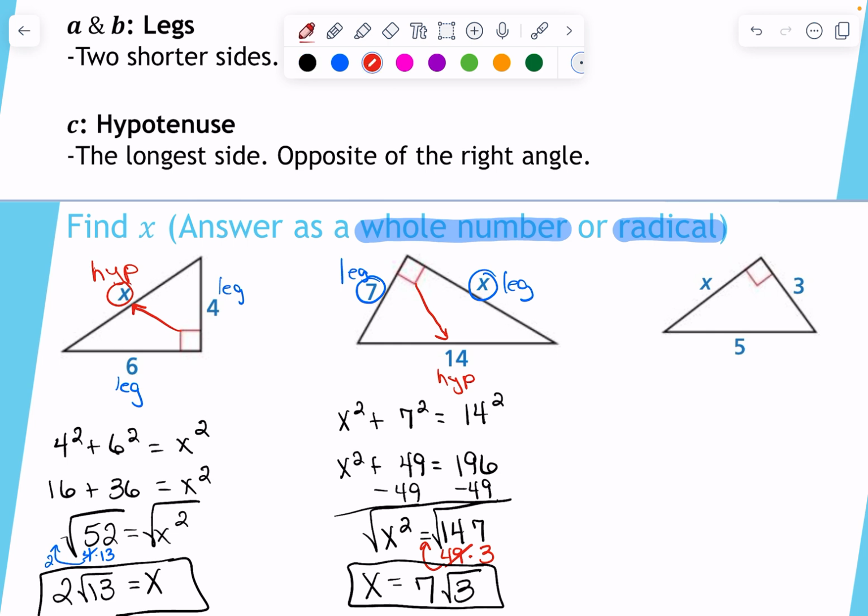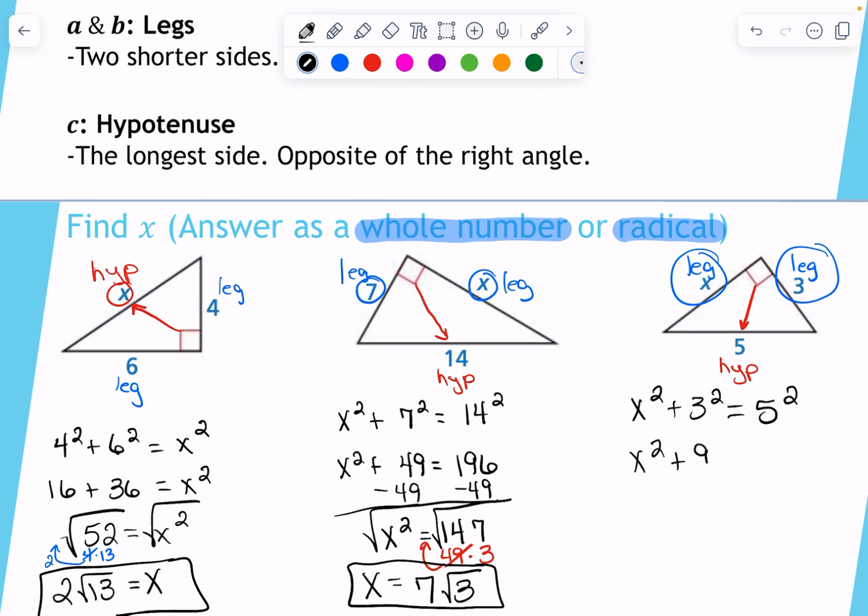Okay, so I come back again. Here's a third example. I'm going to start here. This is my hypotenuse. It's opposite of my right angle. Here's a leg. Here's a leg. So now I take my 2 legs and I'm going to square them. So x squared plus 3 squared equals 5 squared. I'm going to square that out, so that would get me 9 and 25.